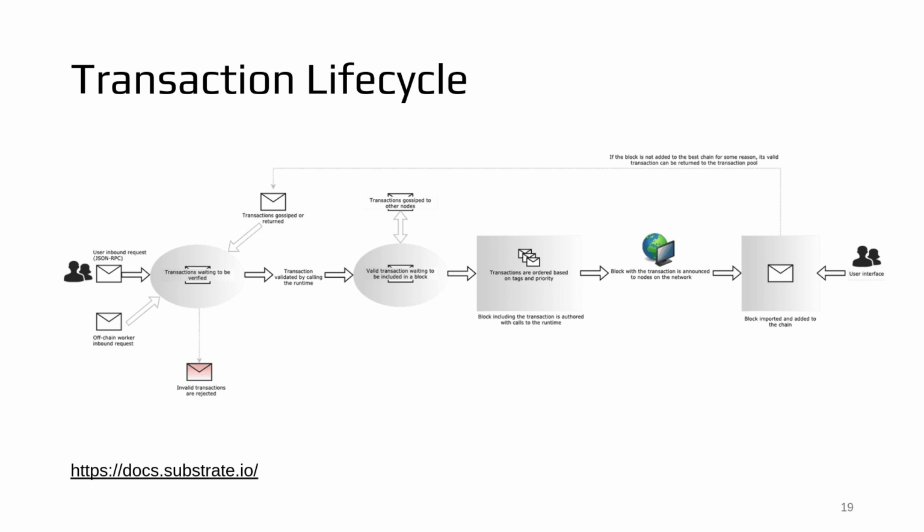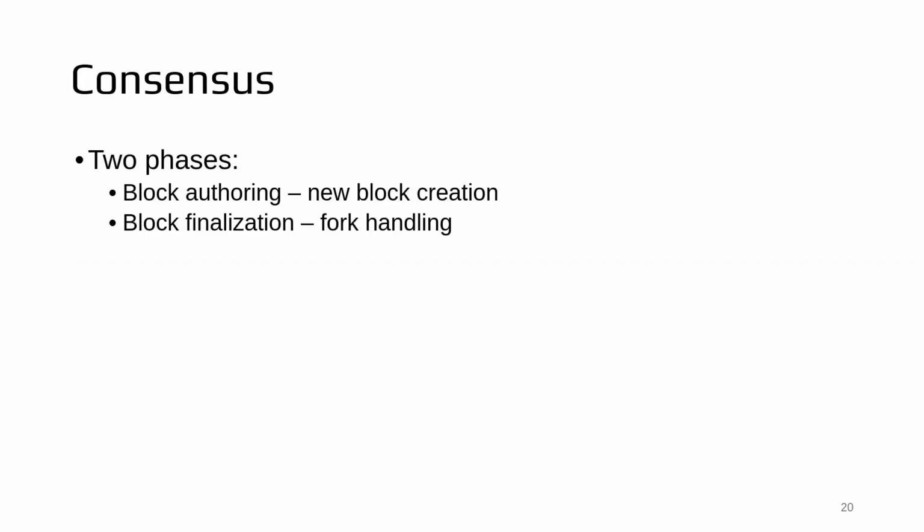You want to author a new block every 6 seconds, and so you want to limit the size of transactions that can be included within each block. And so if the inclusion of a transaction is going to make the block's weight exceed the target weight, then it's probably not going to be included, and it's just going to be returned to the transaction pool where it can then be added to the next block if that were possible. Okay, so that is that for the transaction lifecycle. And so we can then move on to consensus.